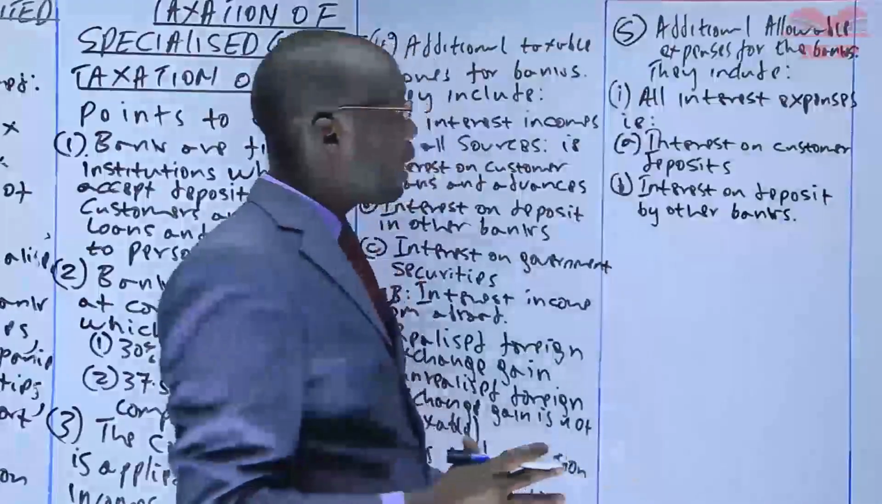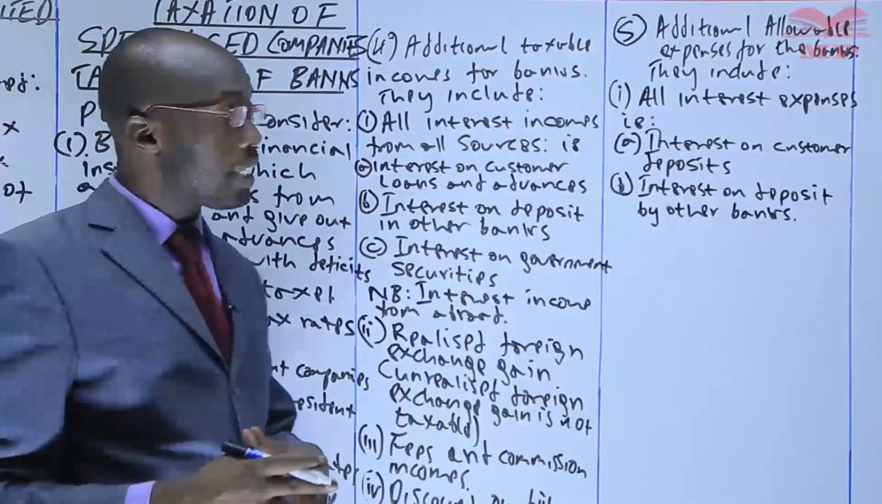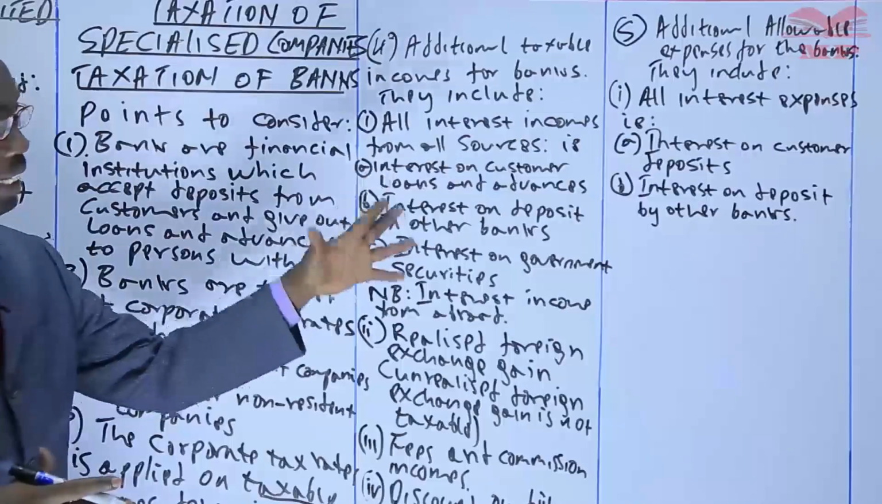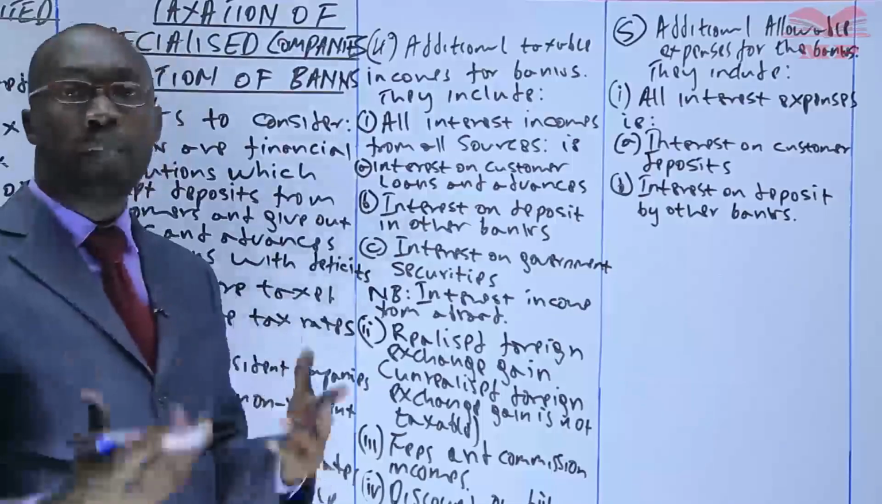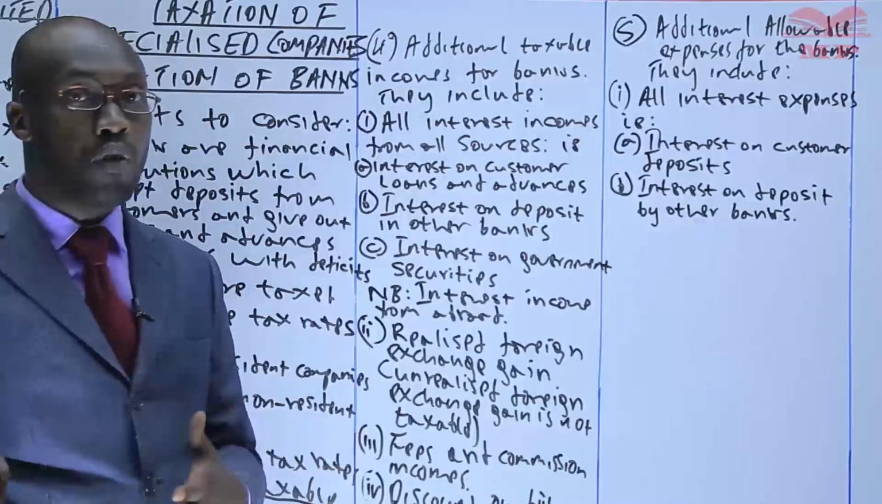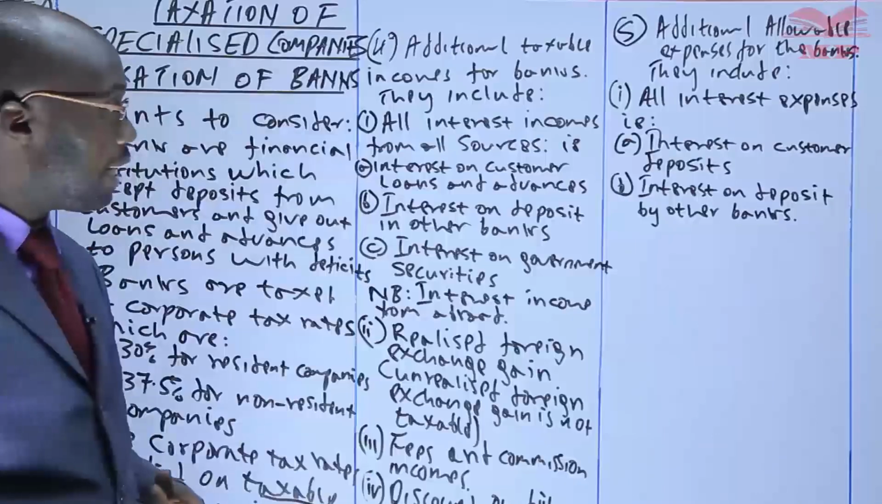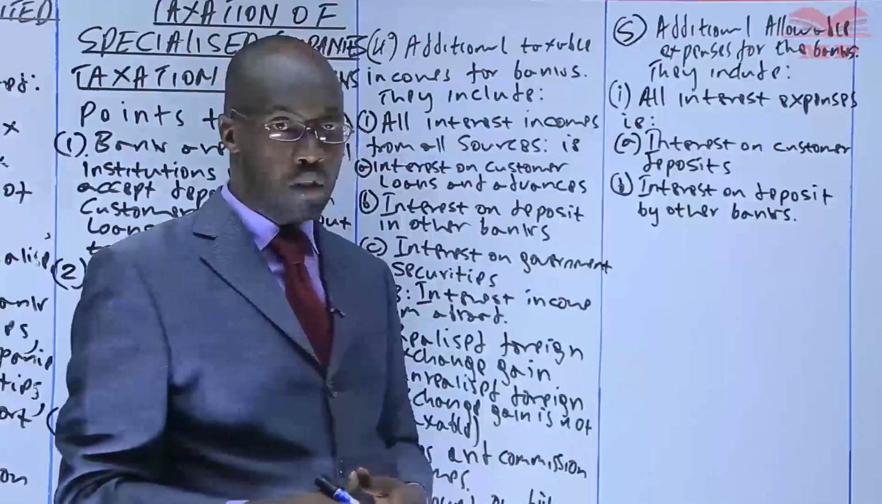Yeah, so what we are saying is that all interest expenses when it comes to a bank are usually allowable expenses, just like we have said that all interest income is taxable. All interest expenses are usually allowable because they result from the bank doing what it was formed to do: accepting deposits, on which it gives interest.